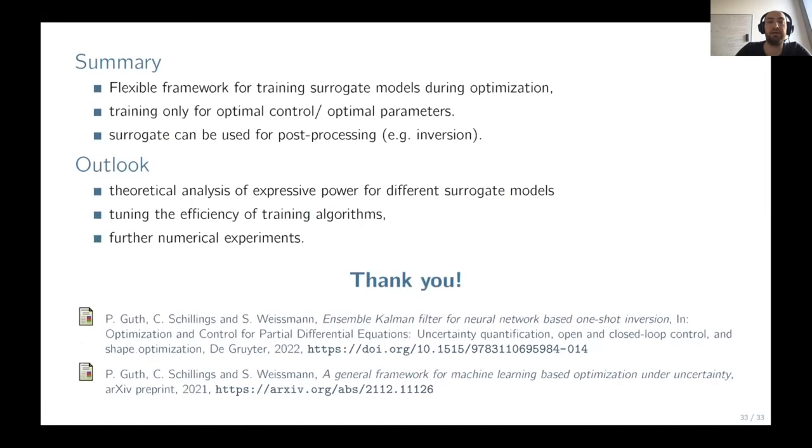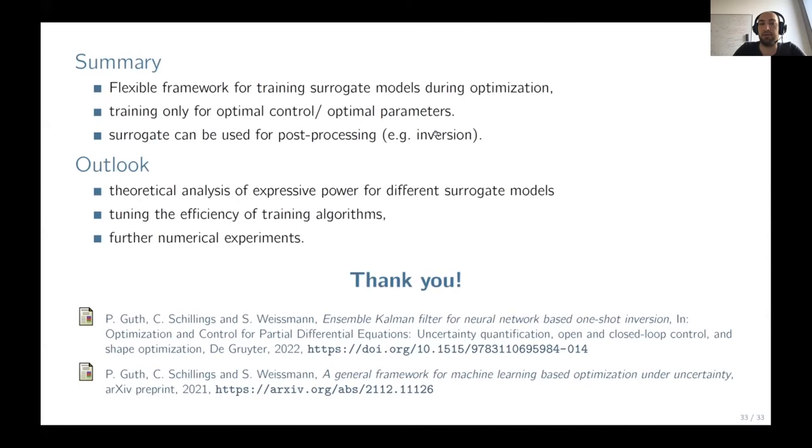And just some summary for the whole talk. So we have proposed a flexible framework for training surrogate models during the optimization process. In particular, we train the surrogate model at once with the optimal control, or in the inverse problem setting with the optimal parameters. And in particular for this optimal control application, we are then able afterwards to apply the surrogate model for post-processing. So if you are, for example, interested in some inverse problems, afterwards you could apply this surrogate model.